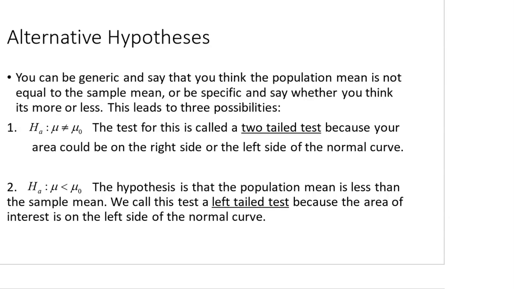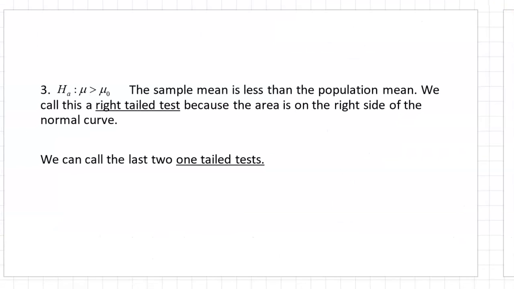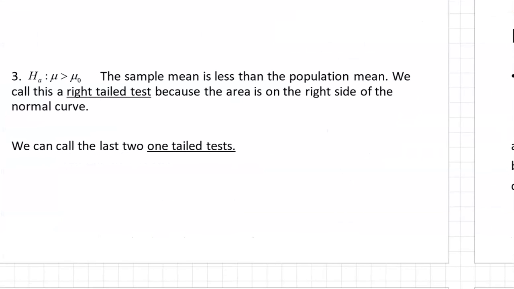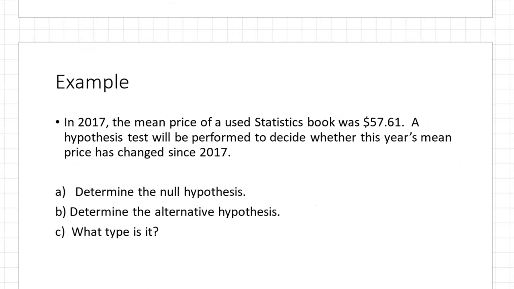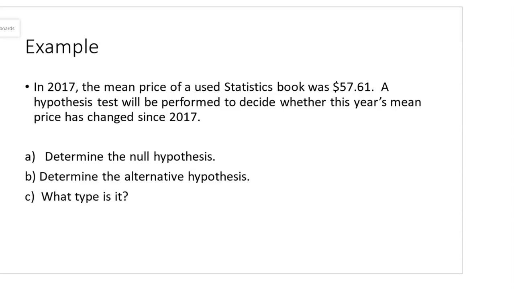The second one is called a left-tailed test, because if I say that the mean is less than the sample mean, then the area is on the left side of that normal curve. And then, of course, the other version is that it's greater than. If you think that the sample mean is less than the actual population mean, that the population mean is greater, then we call that a right-tailed test. So if it's a two-tailed test, then I'm simply saying not equal to. If it's a right-tailed or a left-tailed test, then it's going to be greater or less than, and we call those, oddly enough, one-tailed tests. All right, so let's look at this one here.